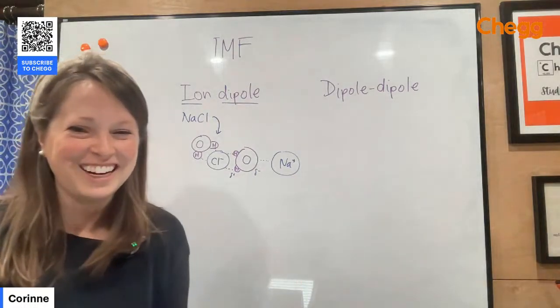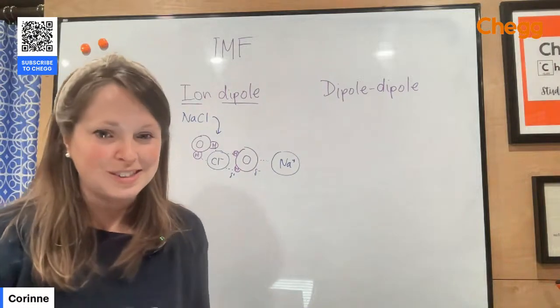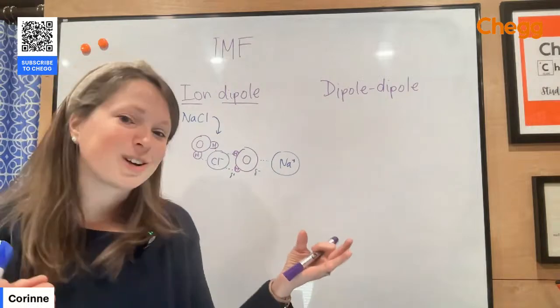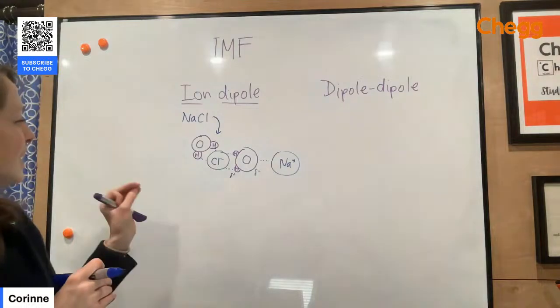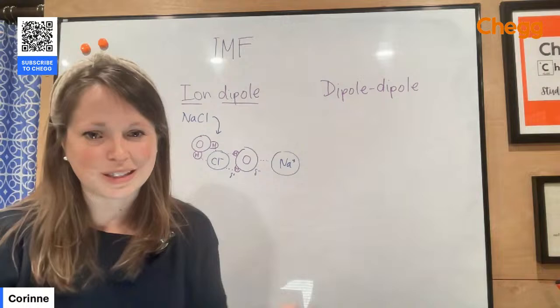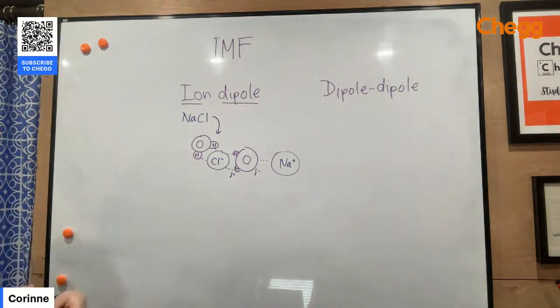I apologize. But basically, in an ion-dipole situation, you have an ionic substance dissolved in a polar solvent. It's going to separate out. The positively charged ions are going to interact with the negatively charged portion of the polar molecule it's dissolved in, and then the negatively charged ions will interact with the positively charged portions. All right, that is the strongest of all of the intermolecular forces.